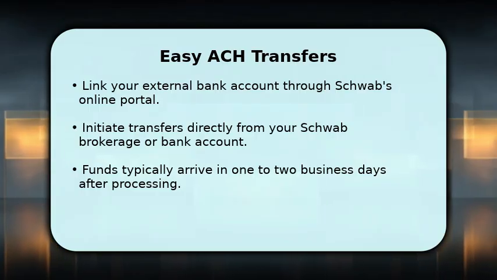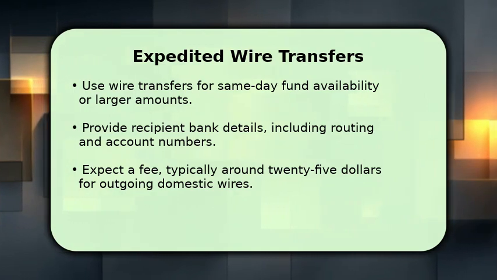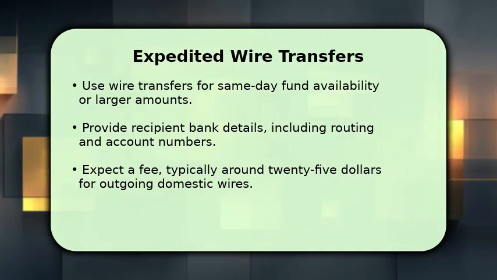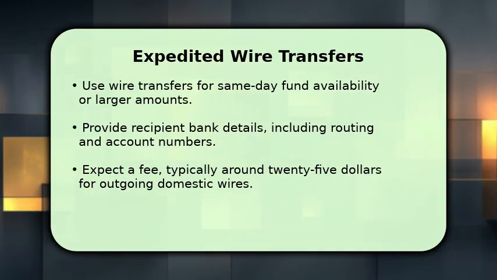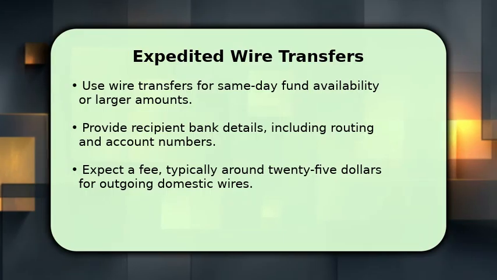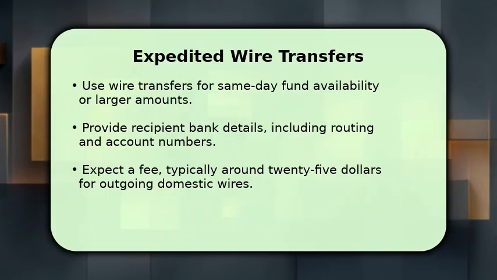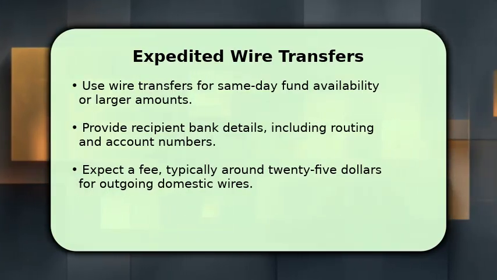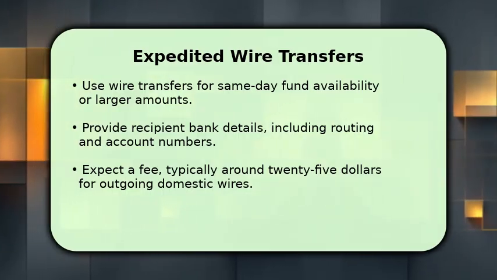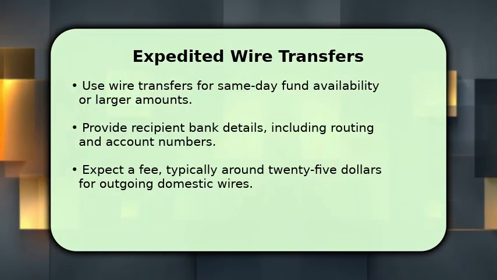For situations requiring faster access to funds or for larger sums, a wire transfer is an excellent option. Unlike ACH, wire transfers can often be completed on the same day if submitted before the cutoff time, typically 4 p.m. Eastern Time. While there is usually a fee, around $25 for domestic wires, it ensures quick delivery. You'll need the recipient's bank name, routing number, and account number to initiate the transfer, ensuring the funds reach their destination quickly and securely.